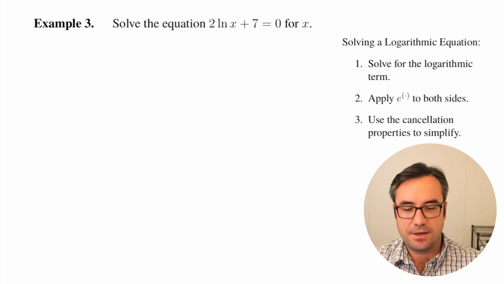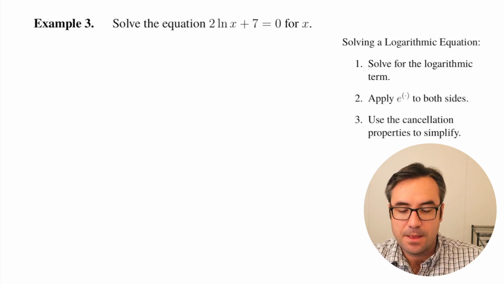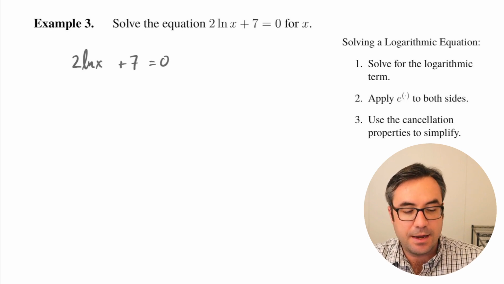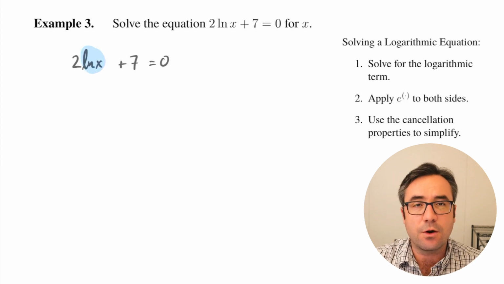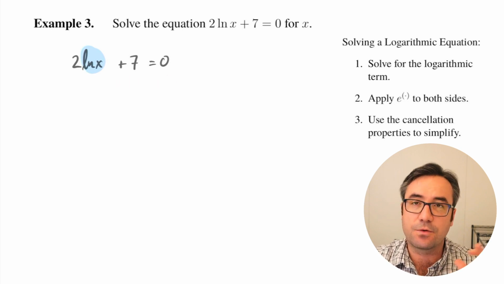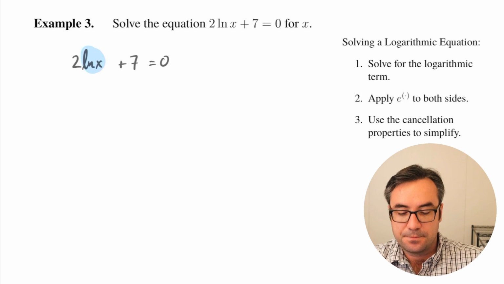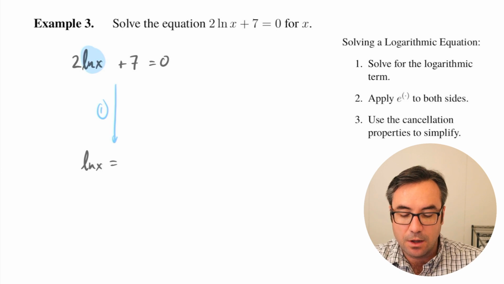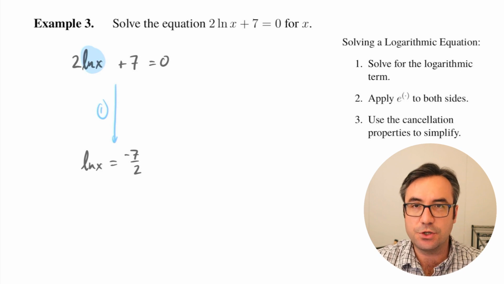So first, let me just write the equation. So 2 times natural log x plus 7 is equal to 0. And again, what we want to do is isolate this natural log x term. So we want to move everything over to the other side of the equation. So subtract 7, and then once we get 7 over on the other side, we can divide by 2 to get rid of that constant in front. And that's really step one. Get the natural log term where the x is all by itself. So we get natural log x is equal to negative 7 over 2.